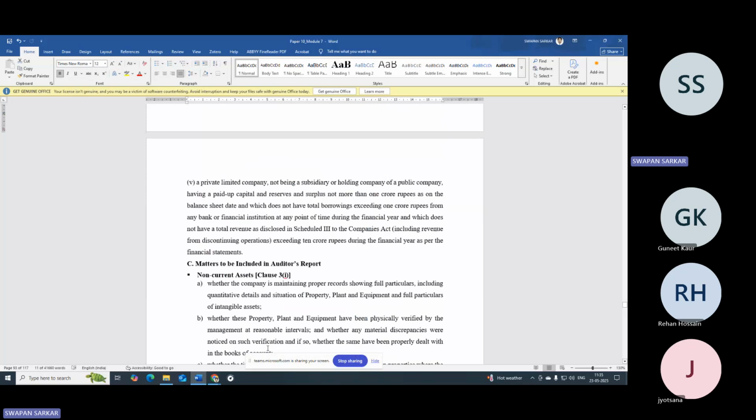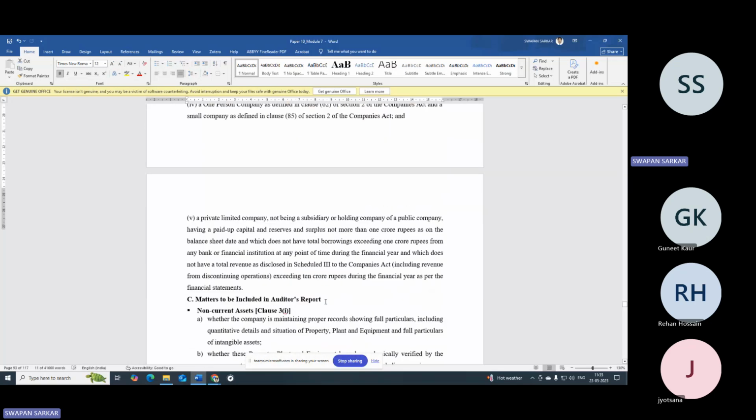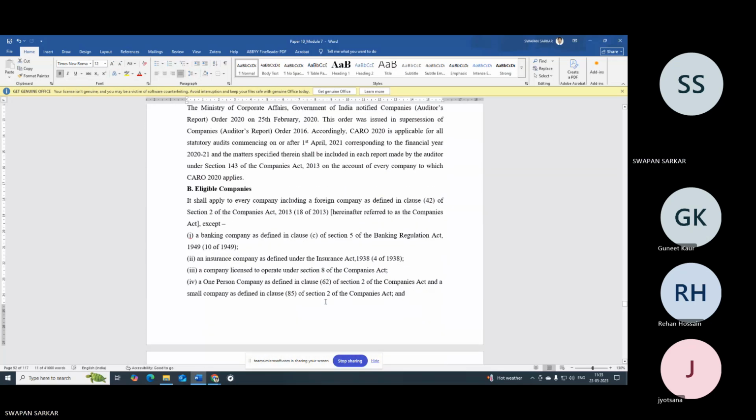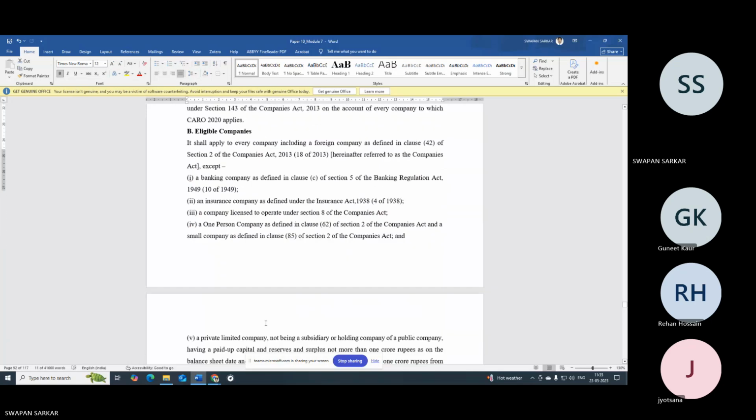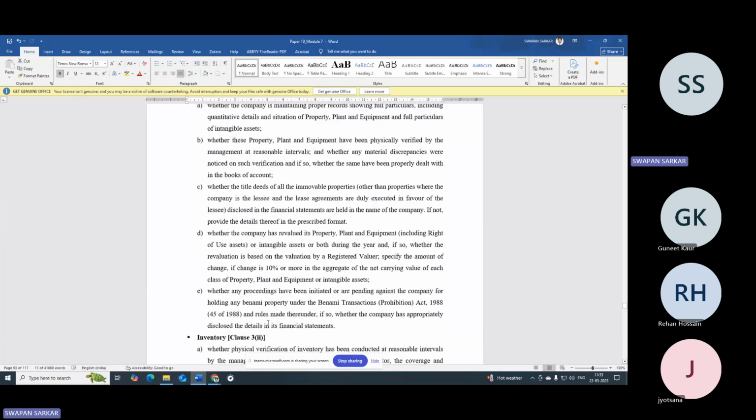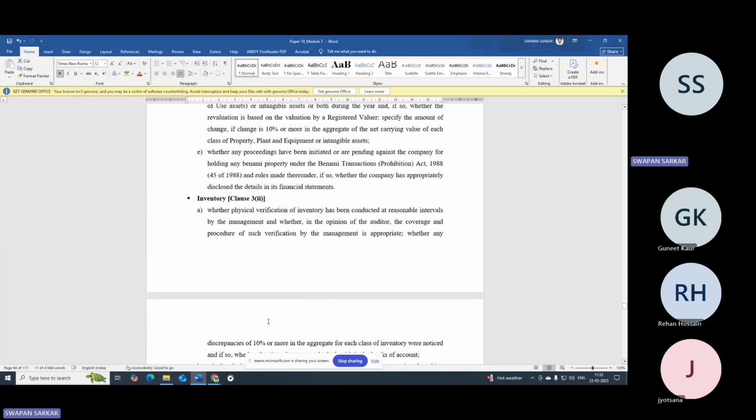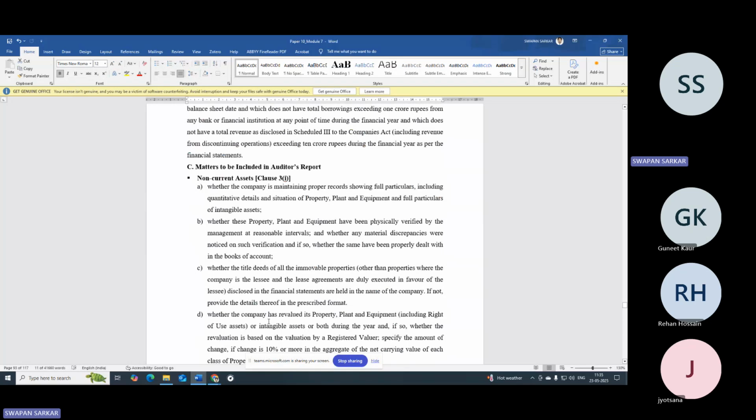Next one. Matters to be included in the auditor's report as per CARO. Some of the points only we will discuss. Non-current assets: whether the company is maintaining proper records showing full particulars, including quantitative details and situation of property, plant and equipment, and full particulars of the intangible assets.